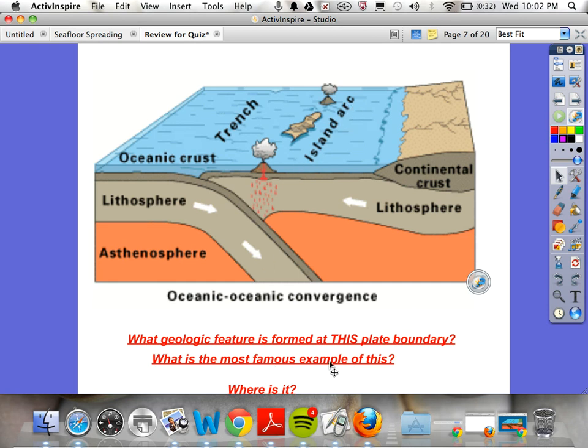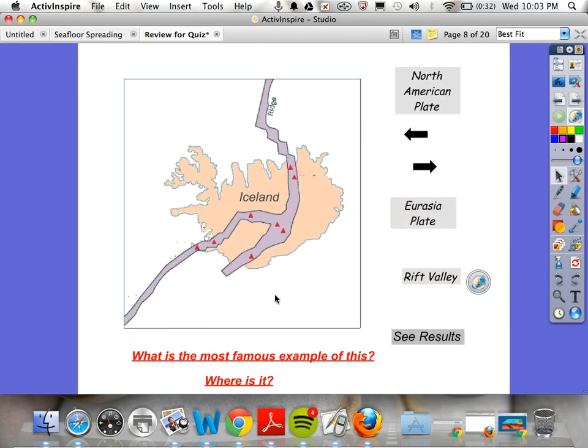What is the most famous example of this? The islands of Japan. And where is it? It's in the boundary between the Pacific plate and the Eurasian plate, and also the Philippine plate. Can anyone tell me what they think this is? What type of boundary this is?